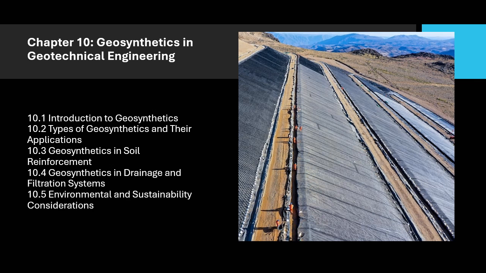3. Drainage. Geosynthetics are used to improve drainage by allowing water to flow through while filtering out soil particles. Geotextiles, geocomposites, and geomembranes are commonly used in drainage systems, such as beneath roads, landfills, and retaining walls.